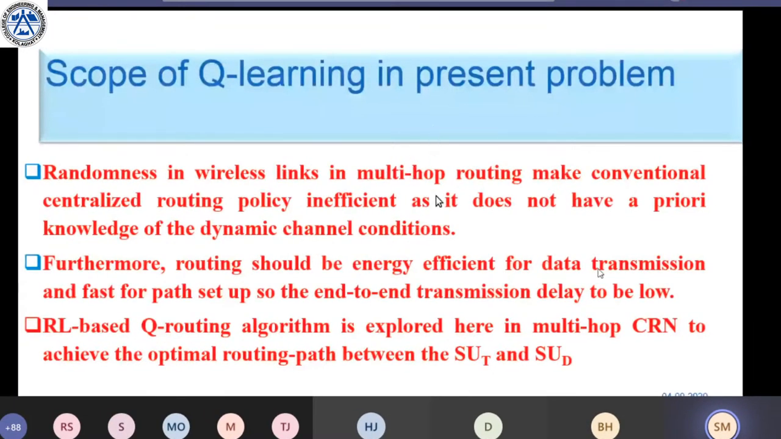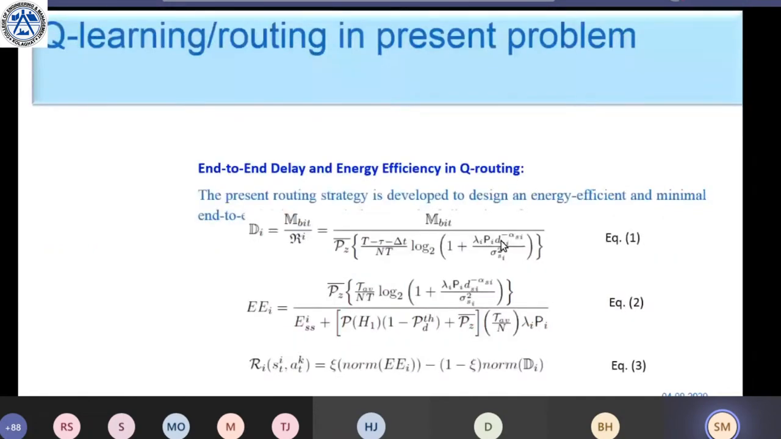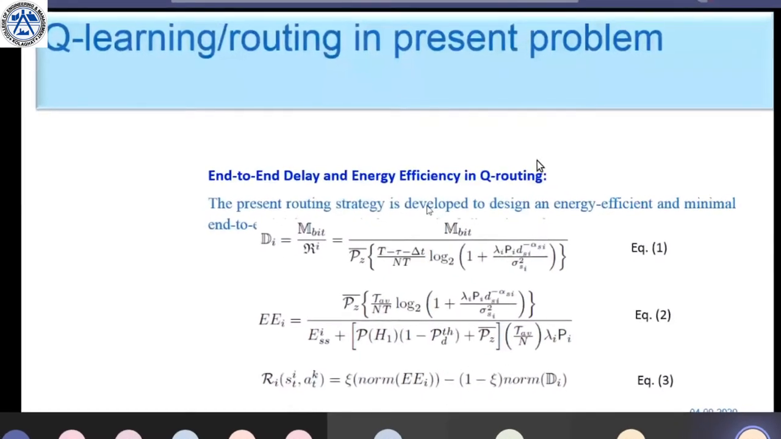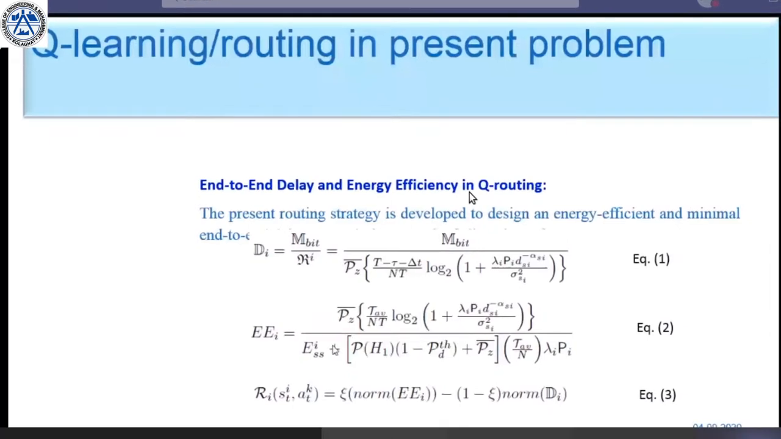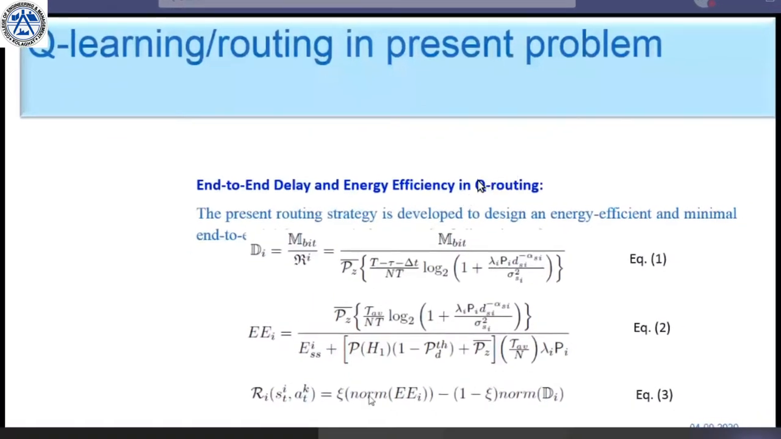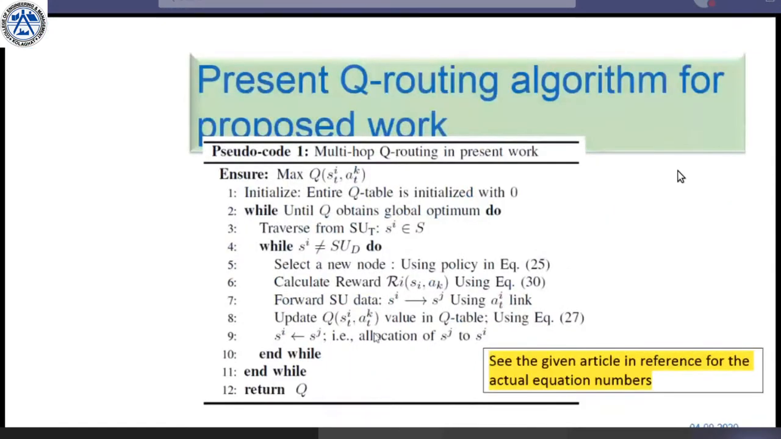As I already told, the delay is the total number of bits, M, divided by the bit rate R per second. So this is my delay parameter, and this is the energy efficiency. My reward is the weighted sum with lambda and normalization of energy, and this one. Energy maximization means for less power I am going to maximize this, whereas delay should be minimum, so that's why I subtract it. So this is basically my reward function. And this is the Q-routing network framework.